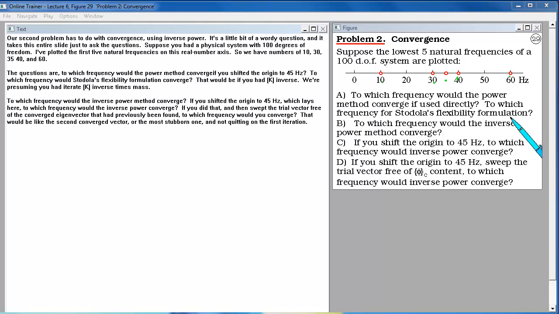That would be, if you had K inverse, we're presuming you would iterate K inverse times mass. To which frequency would the inverse power method converge? If you shifted the origin to 45 Hertz, which lays here, to which frequency would the inverse power converge? If you did that and then swept the trial vector free of the converged eigenvector that had previously been found, to which frequency would you converge? That would be like the second converged vector, or the most stubborn one in not quitting on the first iteration.